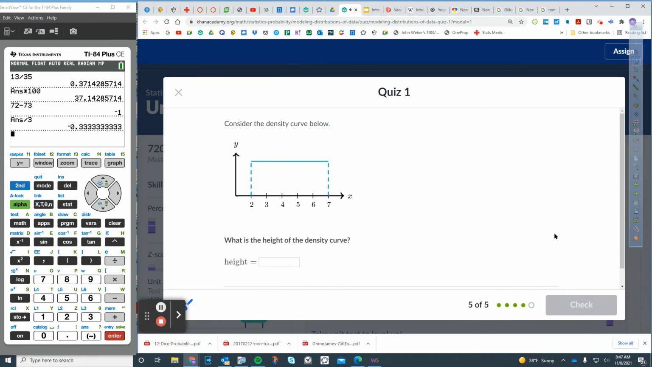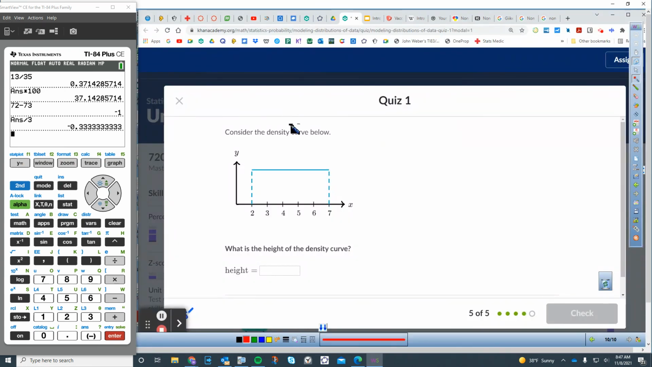Okay, let's do the last one. Consider the density curve. Yeah, see? Density curve is from here to here, from 2 to 7. And the thing we understand about density curve is that the area under the curve will always add up to 1. Okay? The area under the curve, right? In this case, even though it's a straight line, it's considered a curve. Area under the curve is always 1.